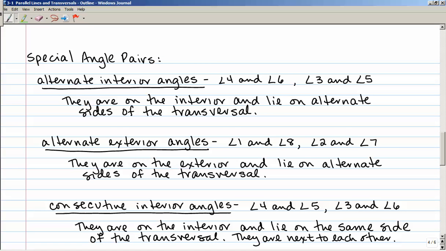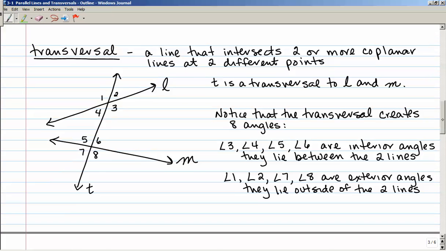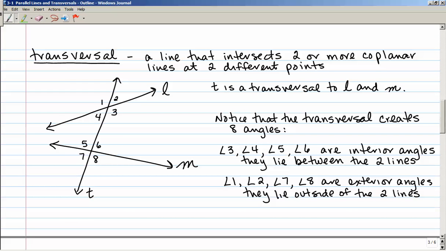The first one is called alternate interior angles. In this case, that would be angles 4 and 6 and 3 and 5. So alternate interior angles are on alternate sides of the transversal and on the interior between the 2 lines that are being cut. So 4 and 6 are alternate interiors, and another pair would be 3 and 5. They're on alternate sides of the transversal, and on the interior of the angles.